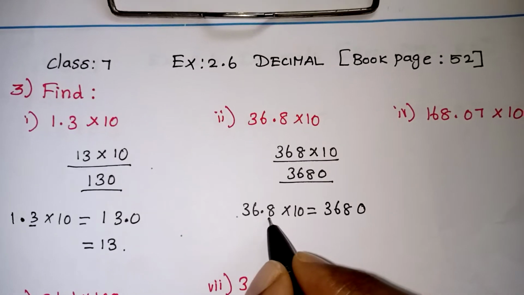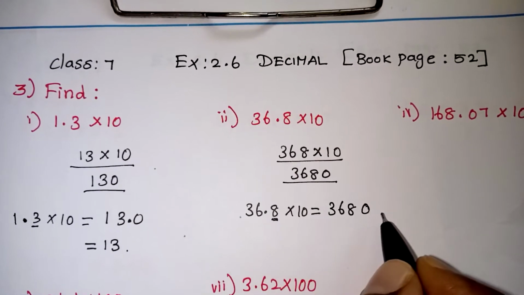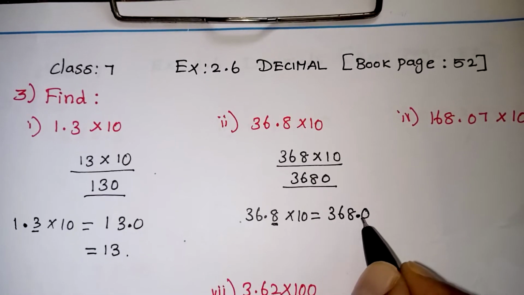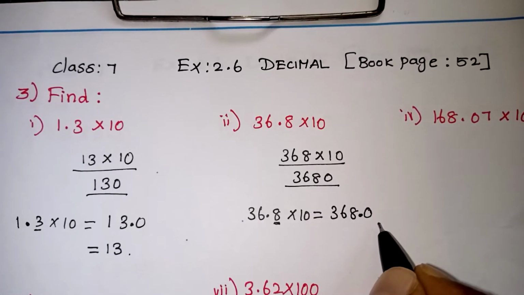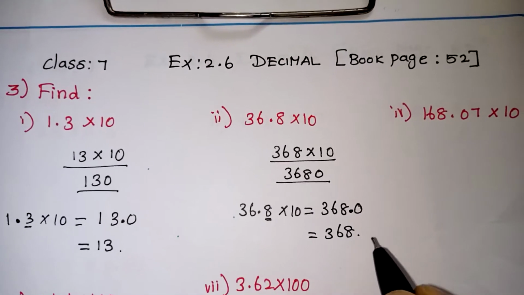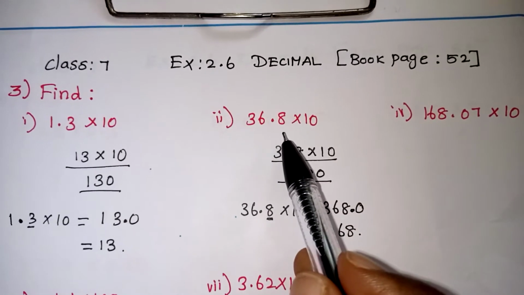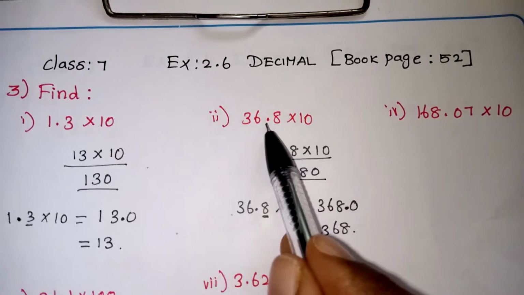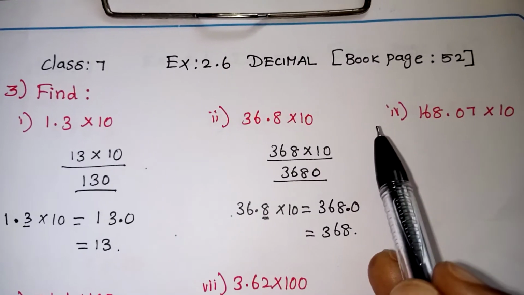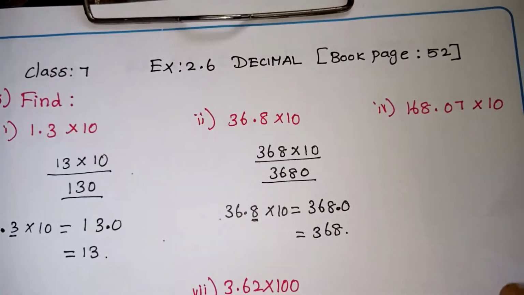Here after the point how many numbers are there? Only one number. So here also after the point only one number should be there. After the point only 0 is available, there is no value, so we can write it as 368. We can write that directly also. Whenever we multiply with 10, the point moves only one place. My answer is 368 point, and that point we can leave. So that is the answer we are getting.